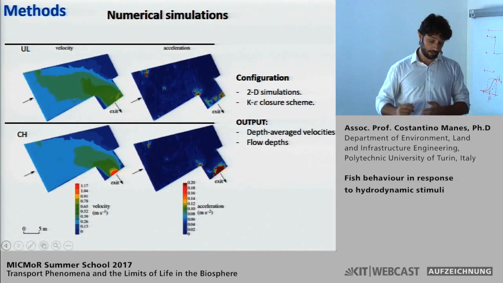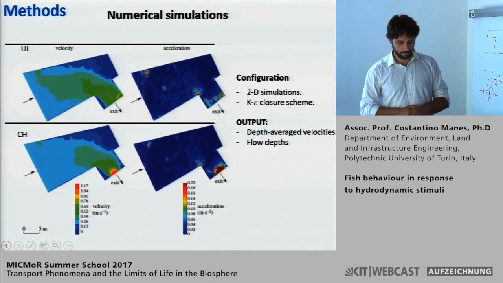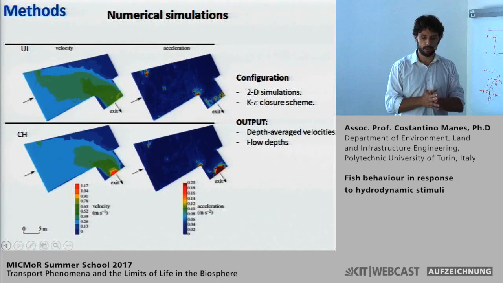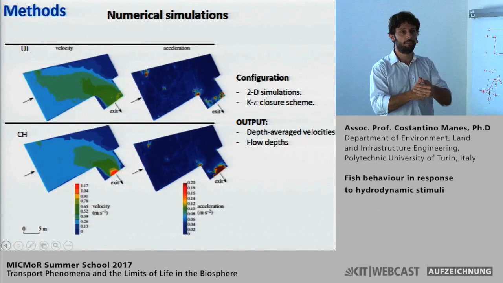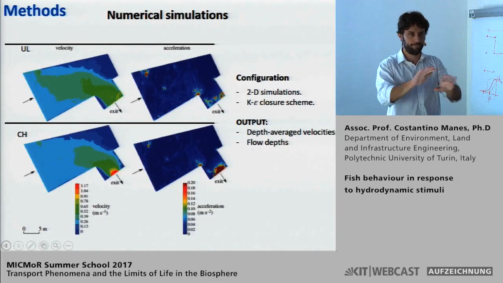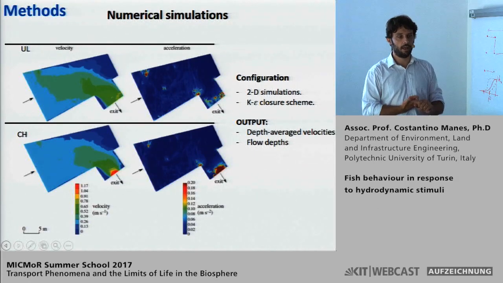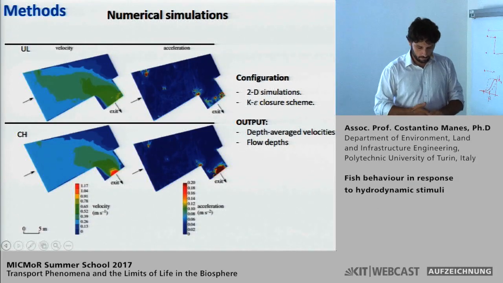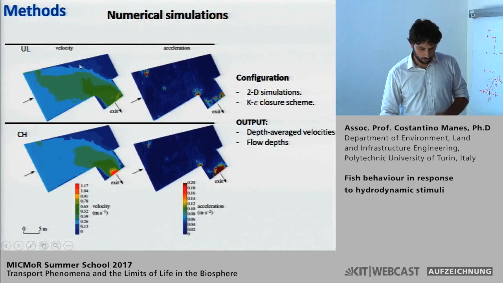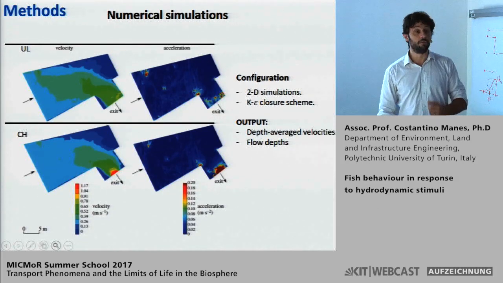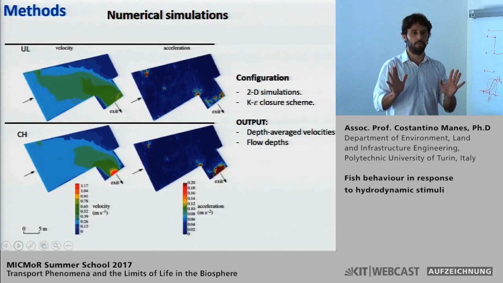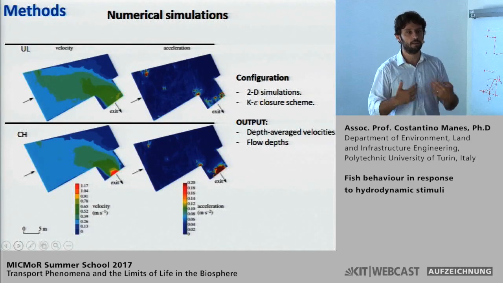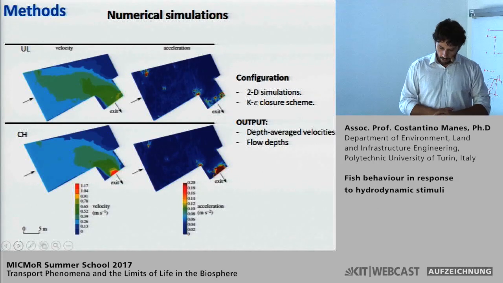The model is 2D. Essentially, what we are simulating are flow depth and mean velocity with a very rough k-epsilon closure scheme. And these are the results we obtained. This is the velocity field, the color bar is in here, and this is the acceleration field, which I've already told you seems to be an important metric to interpret eels' behavior.